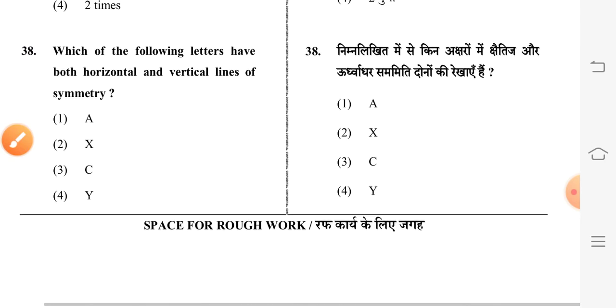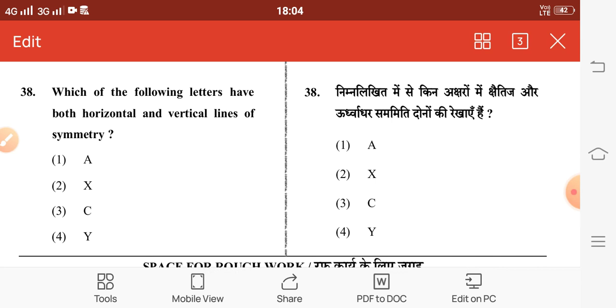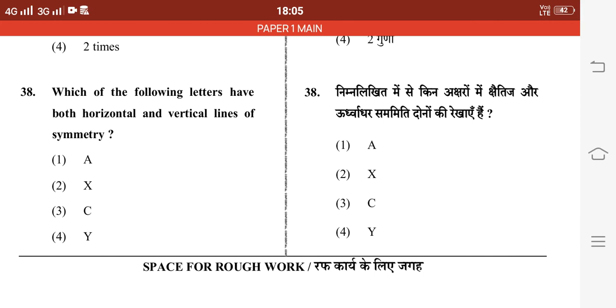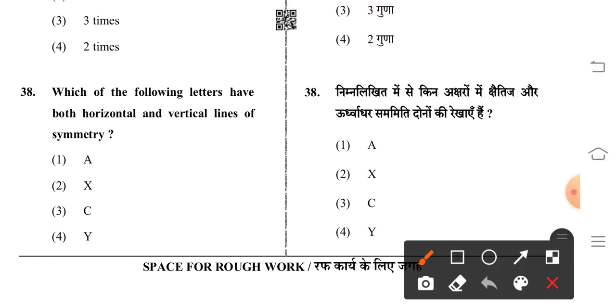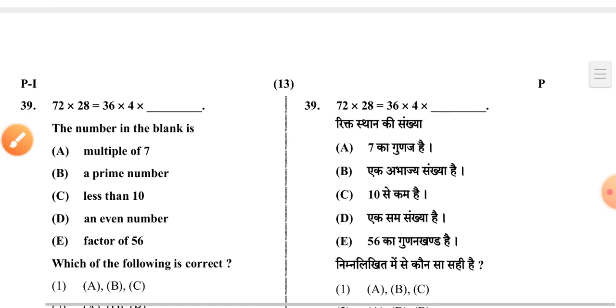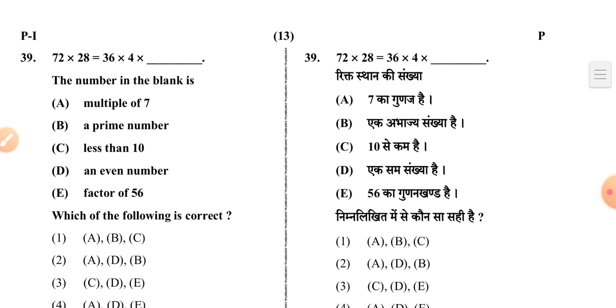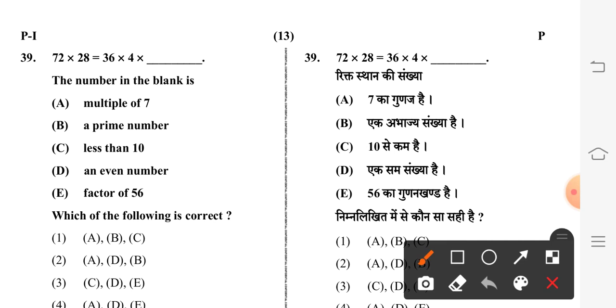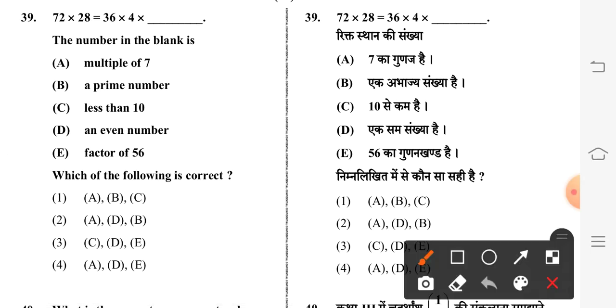Next question, 38th question. Which of the following letters have both horizontal and vertical lines of symmetry? Correct option is second option, X. Next question. 72 into 28 is equals to 36 into 4 into dash. The number in the blank is, these are the conditions, and correct option for this question is fourth option. That means A, D, E. A, D, E. These three statements are correct.